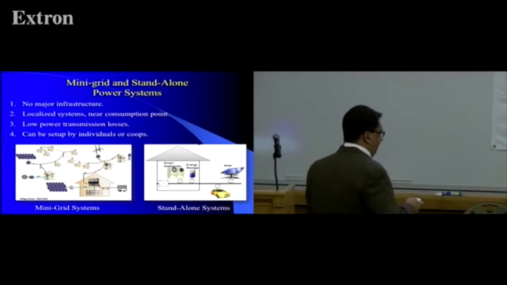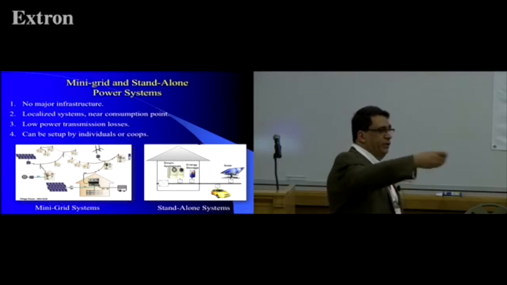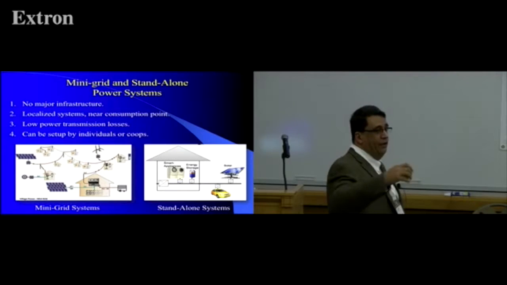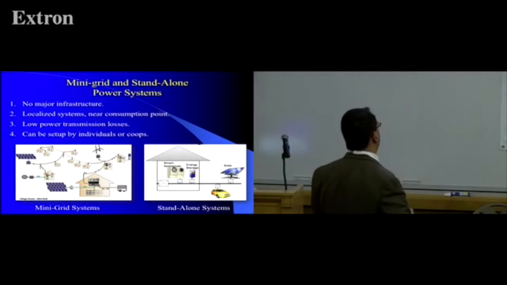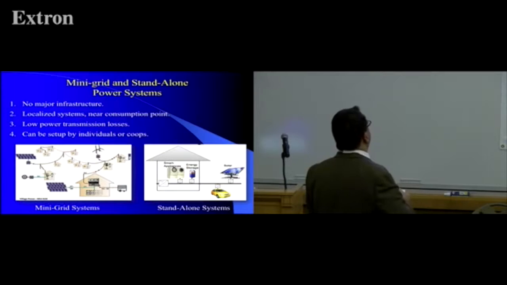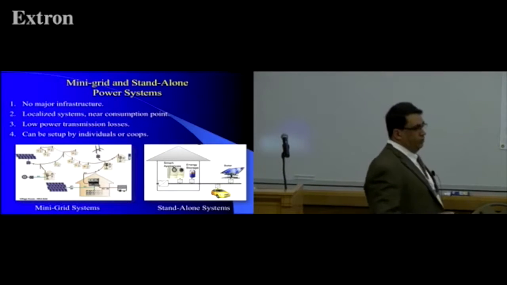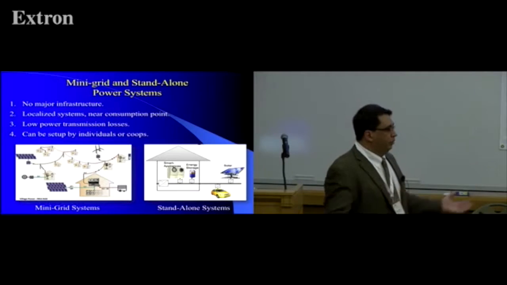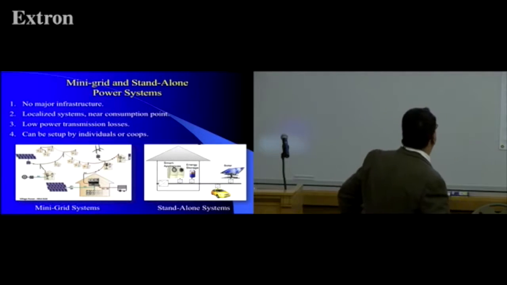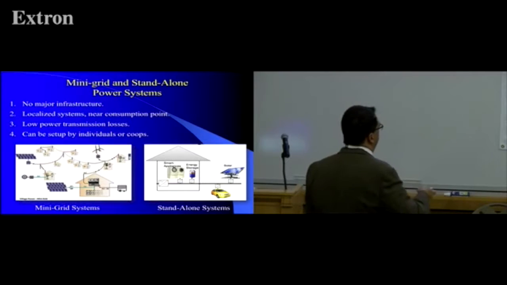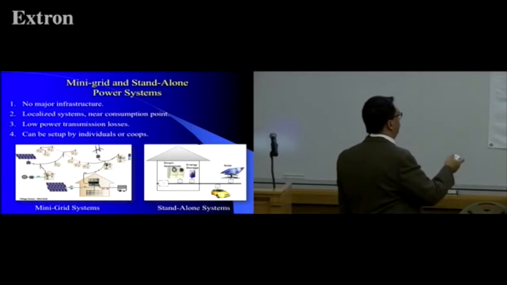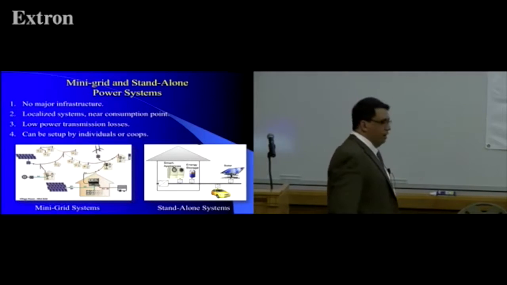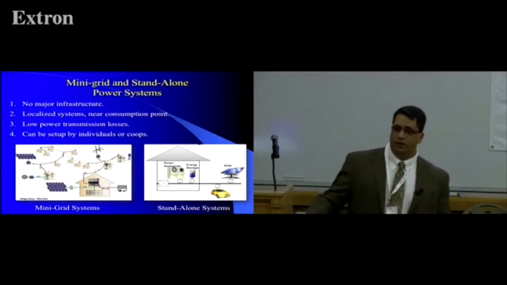It's a localized system, so it's near consumption points. So you don't have a lot of transmission cables to transfer all the power. This means you're not going to have higher voltages, which actually would reduce the cost. And it can be set up by individuals or co-ops. So it's either I can set it up in my home, or I can just form a co-op between myself and my neighbors and then form this energy system. And of course, in a standalone system, you have your solar system, and then it's connected to batteries for charging, and then you can use that for powering your home and powering the other appliances that you have.